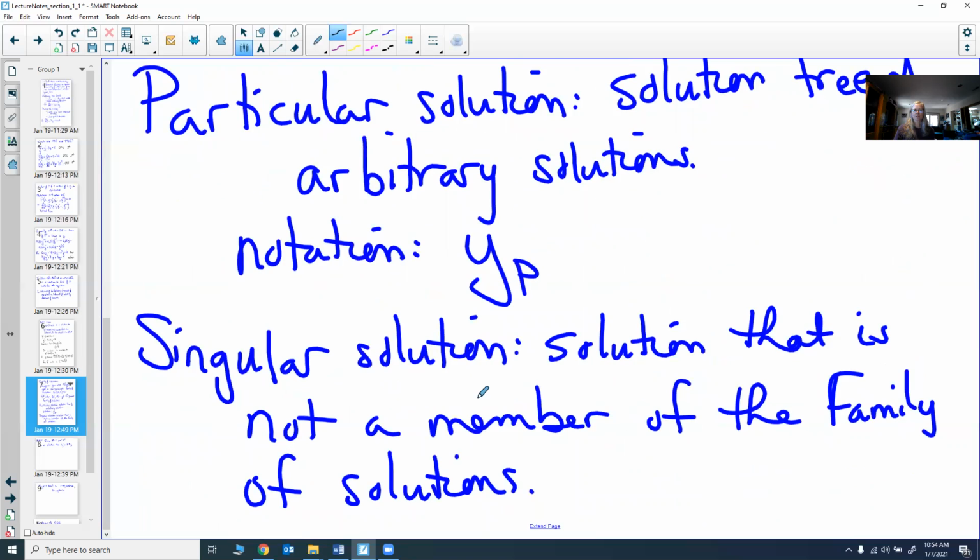A singular solution is a solution that's not a member of the family of solutions. That can happen where you solve a differential equation and get an answer, but that one isn't the only one that satisfies the differential equation, and you can't get the others from that. Those are what we call singular solutions.